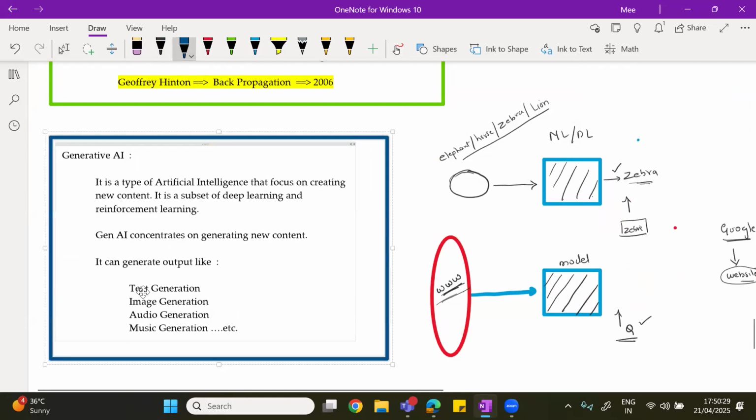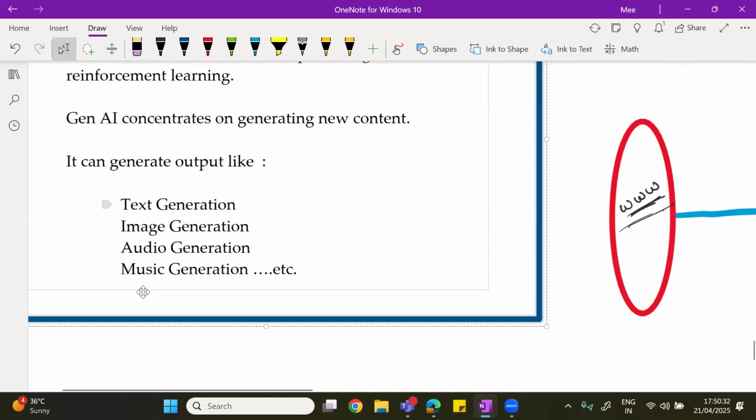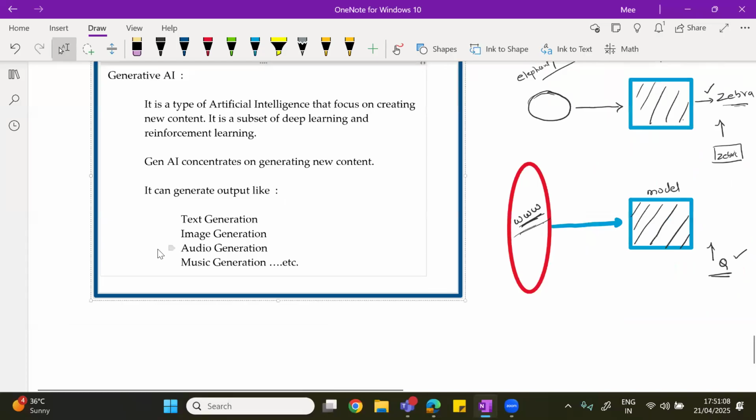Now, an example is, if you are giving maybe 100 songs of a particular kind, like melody or mass songs or something like that, it will learn from that music and it will compose altogether a new song. Yes, it can do that. And if you ask it to tell me a horror story, it will create it and tell you. That is the beauty of generative AI.